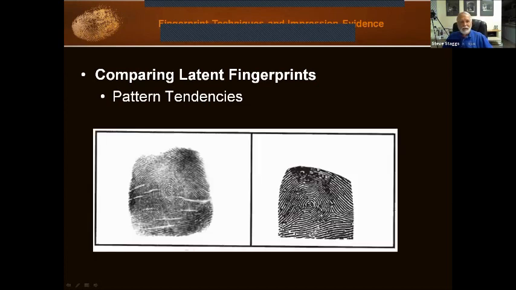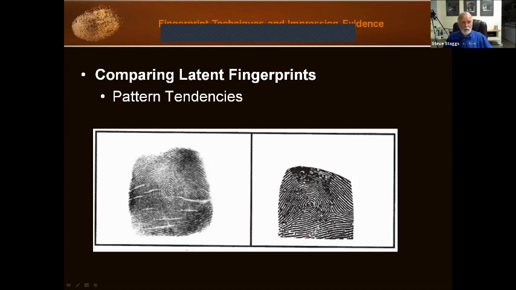Okay, so pattern tendencies. A whirl with a counterclockwise twist, like this one on the left here, is common on fingers of the right hand. Whirls with a clockwise twist are most often found on the left hand. All right. That can be something that helps you, a place to look. As discussed before, right slope loops are most often on fingers of the right hand, and left slope loops are found most often in the left hand. Not always, but that's the tendency.